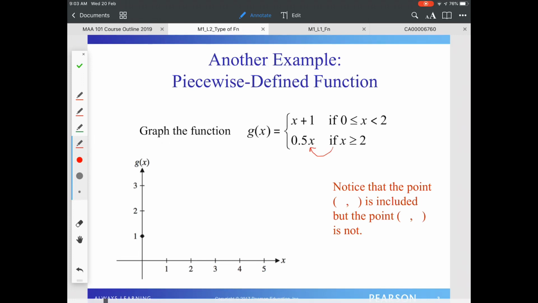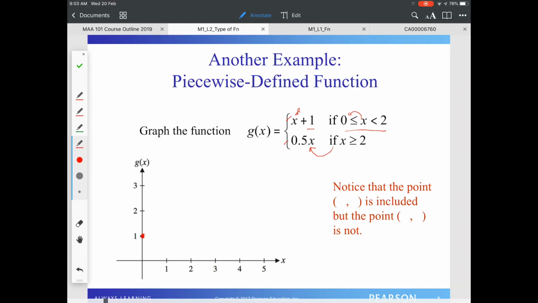0.5x. Now let's graph the first one first, meaning when x is between 0 and 2. Whenever we graph a straight line, power 1, you just need 2 points. So when x equals 0, whenever you substitute 0, you will get 1 only, so meaning that we got this point. You're fine with that.